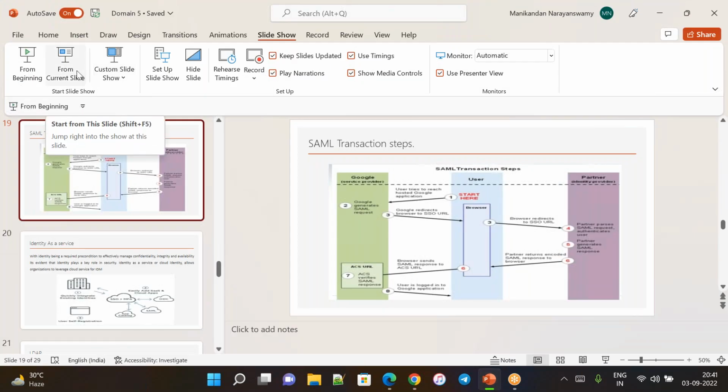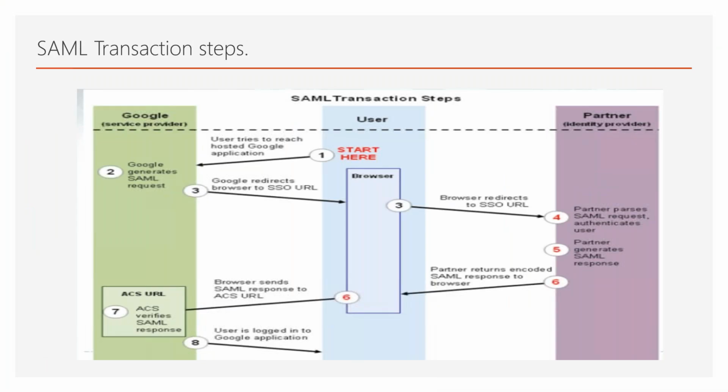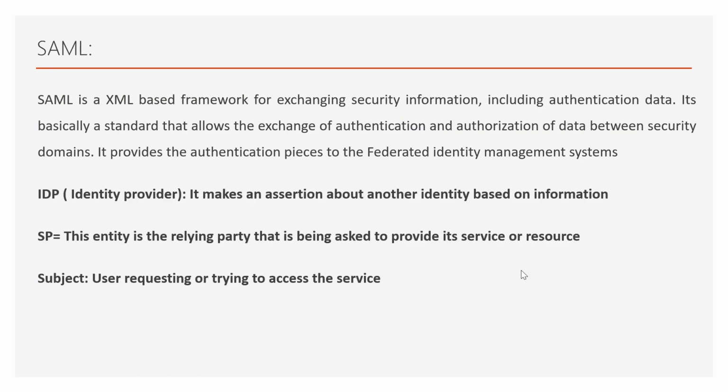The assertion is like, where will you be entering username and password? In the identity provider. When you enter a username and password, you will get a SAML response. Once the authentication is successful, the partner identity provider will generate an assertion, a claim, a token, which will be consumed by the service provider.